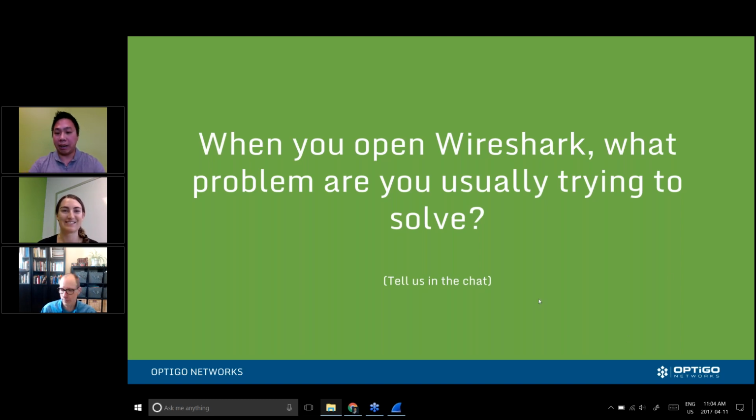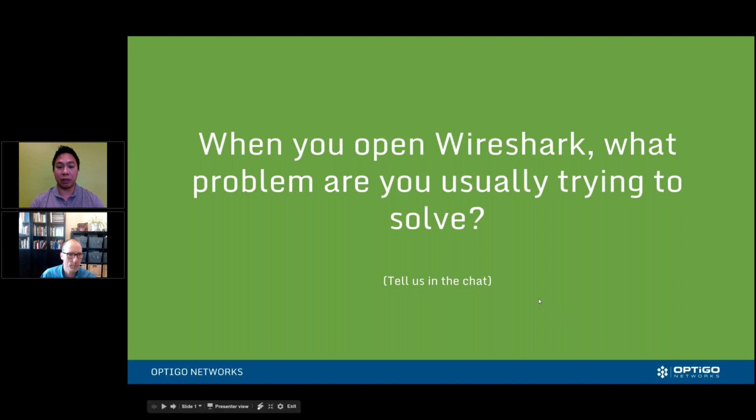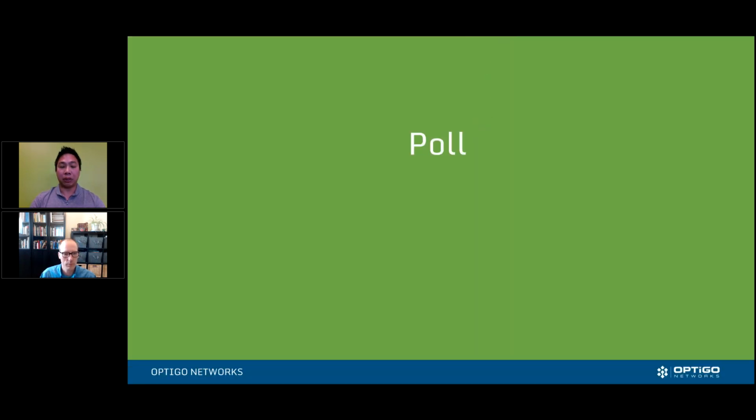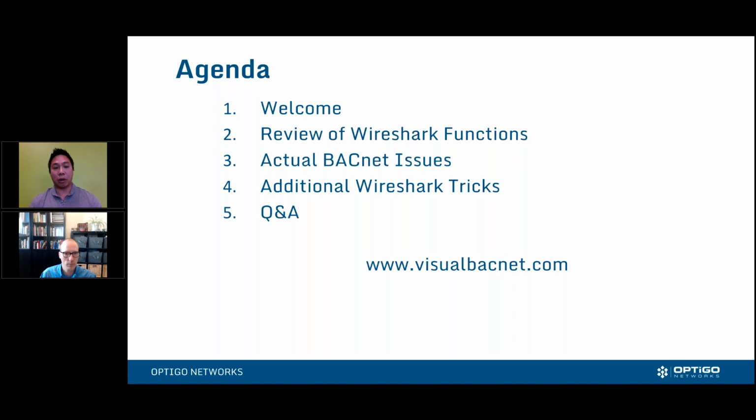As Monica said, we have a jam-packed schedule, so let's dive right into it. Today we'll be talking about advanced troubleshooting BACnet with Wireshark. We did some polls very quickly. We're going to review a few basic or more advanced Wireshark functions for about 5 to 10 minutes, and then we're going to go into actual BACnet issues. Greg and I have prepared a few files with issues like circular network and duplicate BBMD. We'll go over them and see how we can use Wireshark to find these issues.